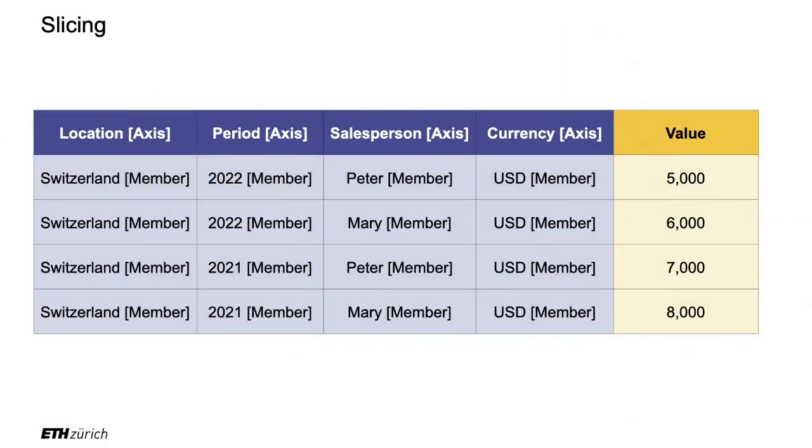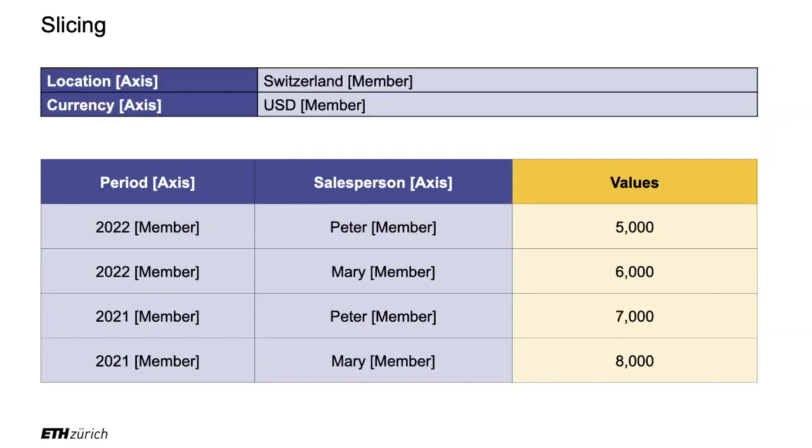So there is a better way to display this. In fact, you can take out the Switzerland and USD columns and display them on top like this, nicely, with the location that is Switzerland as a member and the currency that is USD. And now you can take out the columns and just keep period and salesperson. You only keep those that vary, right? It's the same thing, it's just that now I display these constant columns separately.